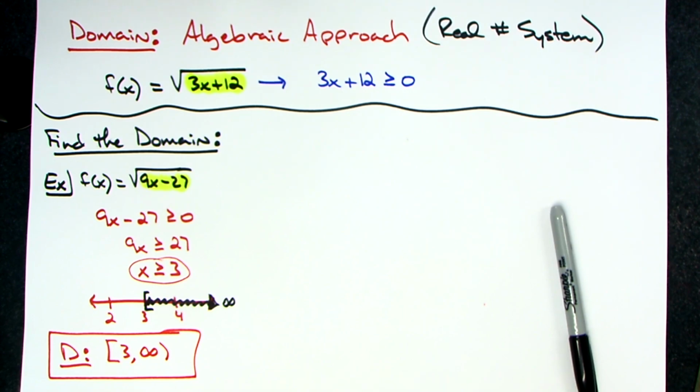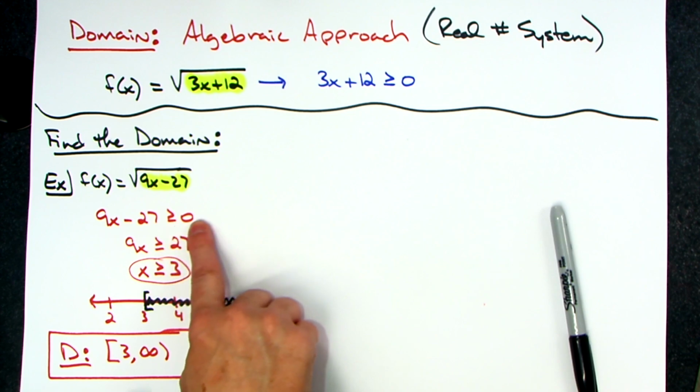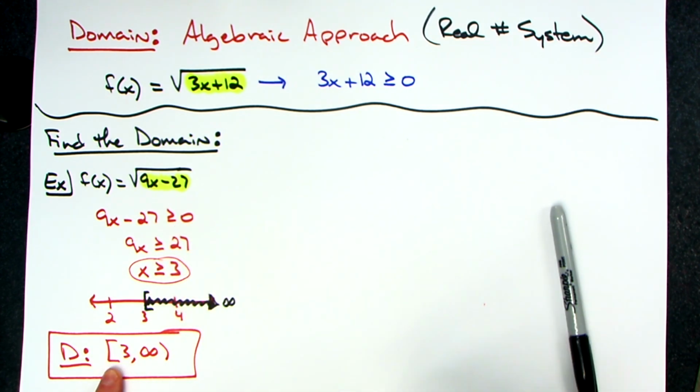But we want all domains in interval notation. Okay, so you've got to memorize: take what's underneath that square root, greater than or equal to, not greater than. If you forget and do greater than 0, then you'll have a curvy bracket down here on the 3, which would then make it wrong.